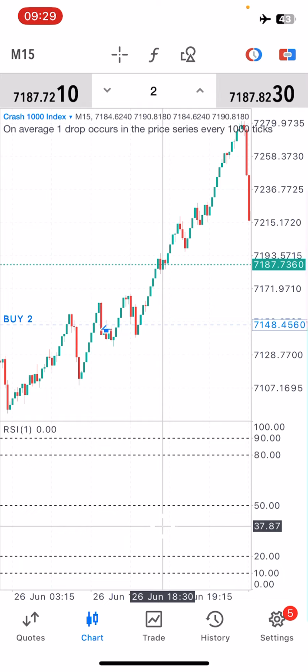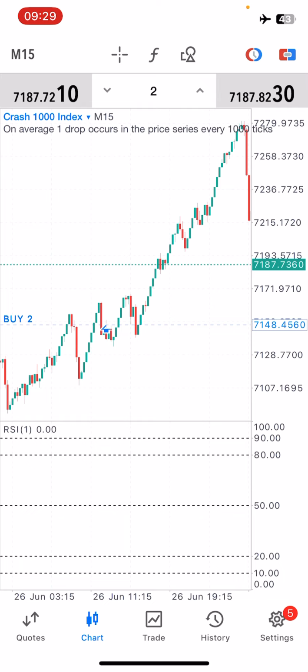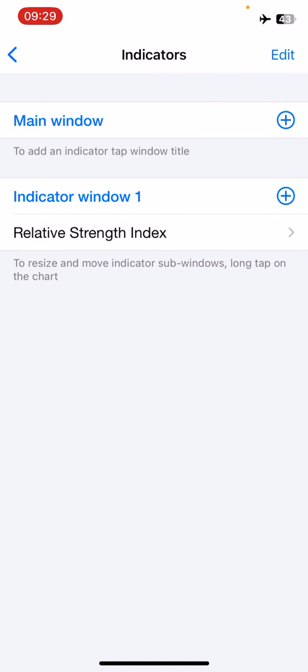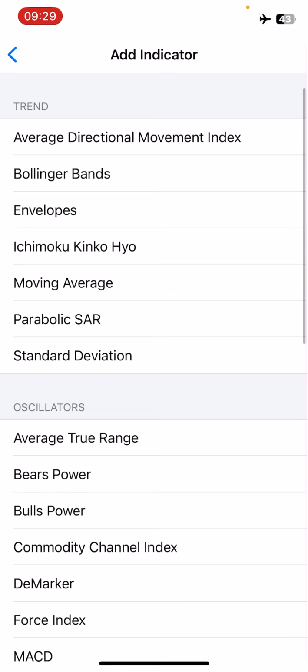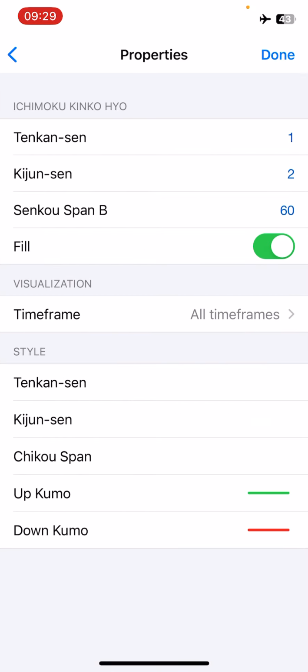Okay, so this is good. Now let's move on to the next and final indicator that we need. Going back to indicators, I'm going to click on indicator window 1 this time, and we're going to pick the Ichimoku. And this Ichimoku is going to have the following properties. I've got a Tenkan Sen of 1, a Kijun Sen of 2, and a span B of 60. And then we've enabled our fill, which is good, and we want it to appear on all time frames.